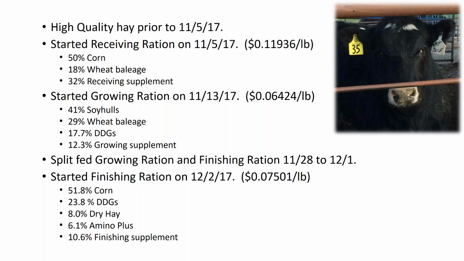Starting at 11.5, they were put on a receiving ration. Again, this ration was to help them acclimate and to keep them healthy and to start to prep them for the rigors ahead. On the 13th of the month, they were then bumped over to a growing ration. And then for 4 days, between the end of November and the 1st of December, they were half and half between a growing ration and a finishing ration. And so that was exactly half and half for both of those.